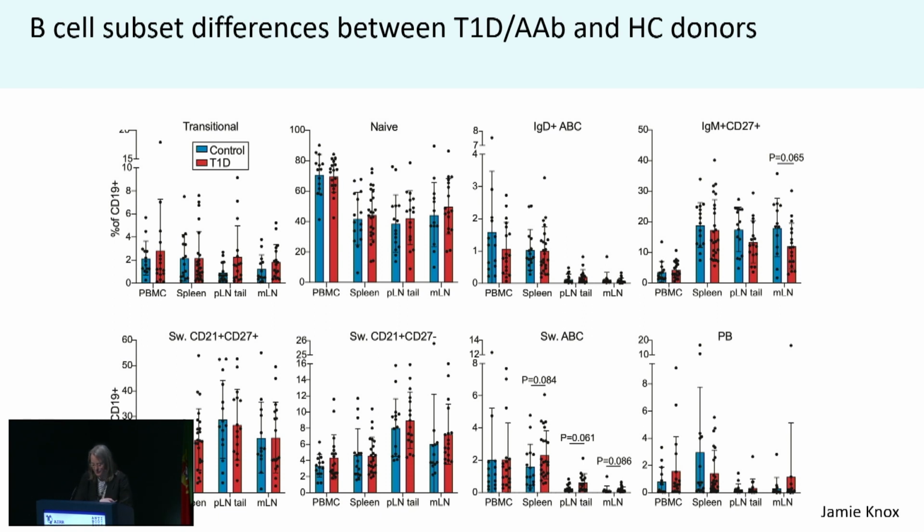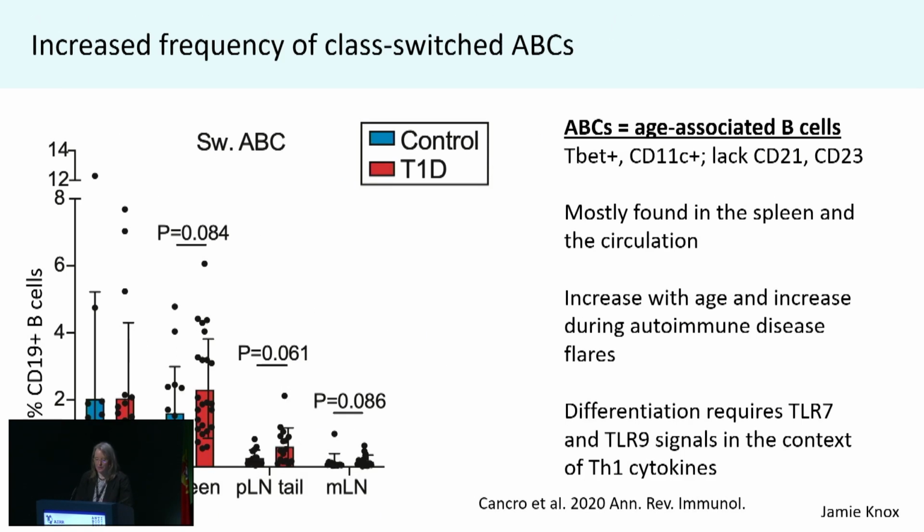And so what subset is that? That's actually the class-switched age-associated B cells. Here I just made the graph a little bigger so those of us with older eyes can actually see it. So in peripheral blood, you don't see a huge difference, but if you look in spleen, actually there's a significant increase, and each dot here again is a donor. And you also see it in the pancreatic lymph node itself, in both the tail, and also we'll show you some more about the distribution.